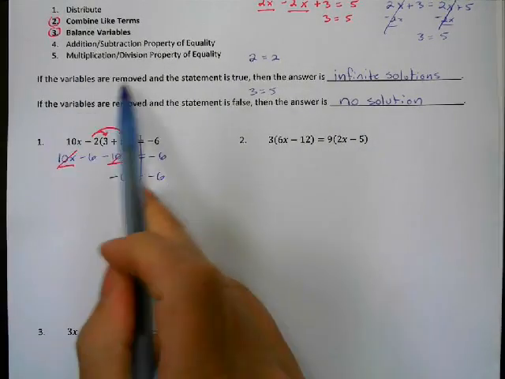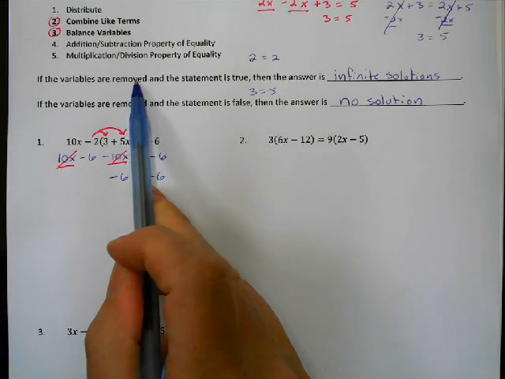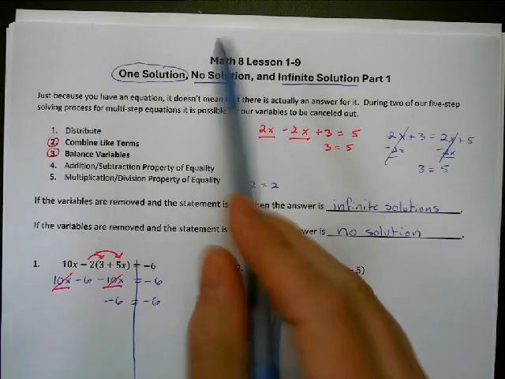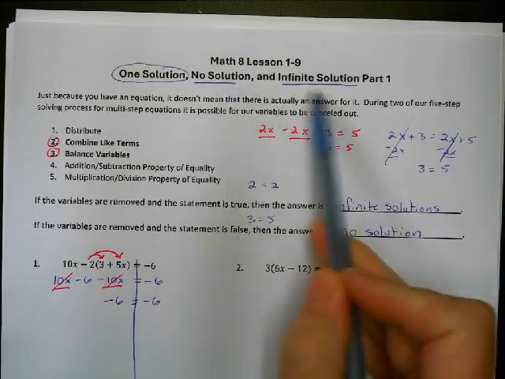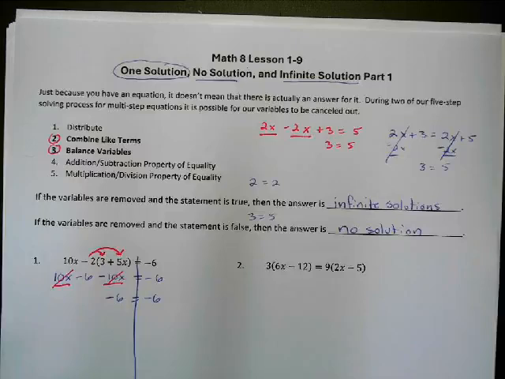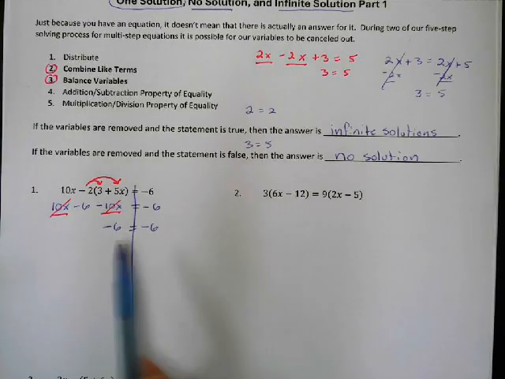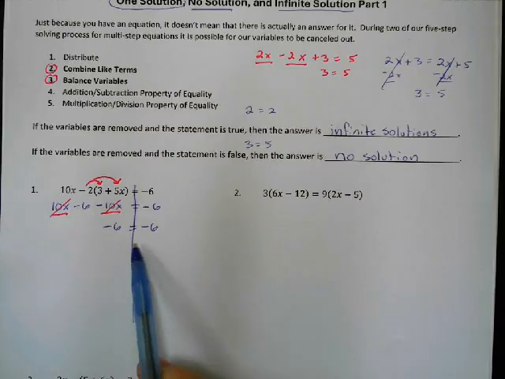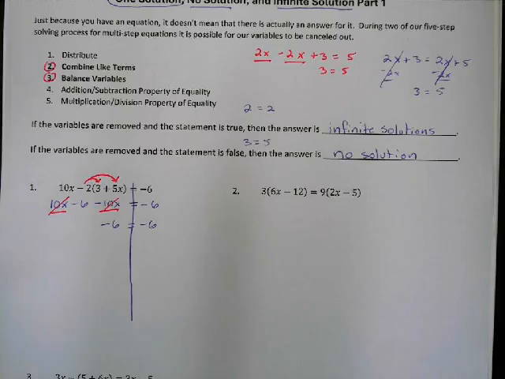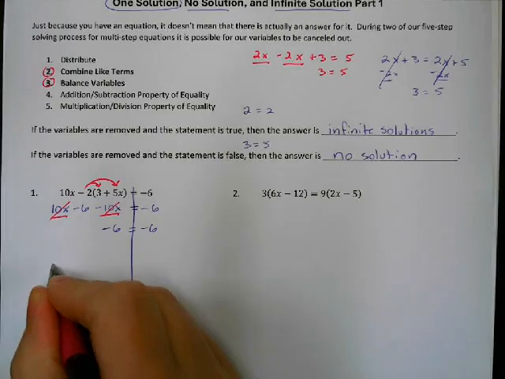So the variables have been removed. So this means I'm in a situation where I might get no solution or infinite numbers of solutions. So I check to see if the answer is true or false. Does -6 equal -6? Yes, of course it does. So my answer is there are an infinite number of solutions, infinitely many solutions, or we can just write infinite solutions.